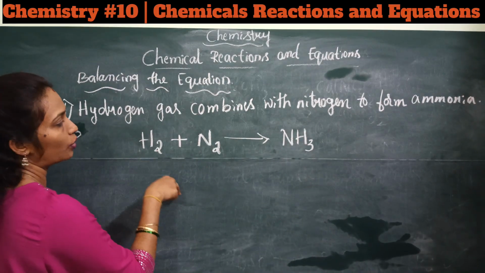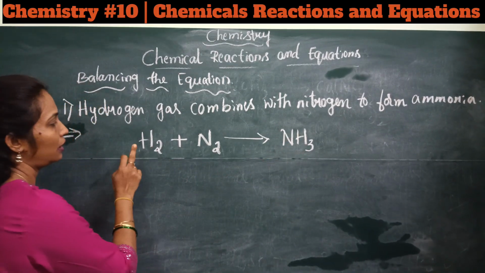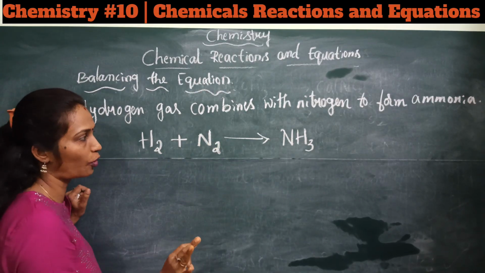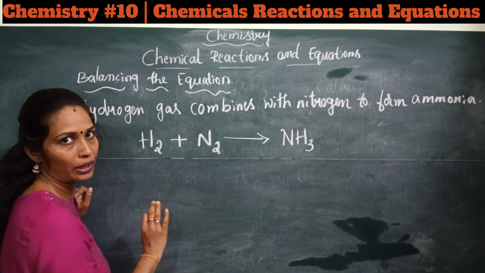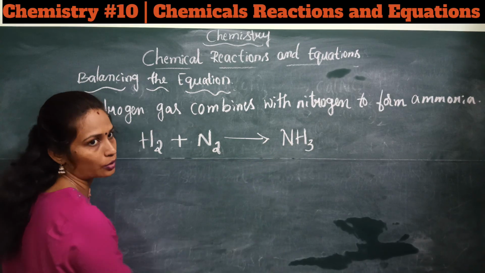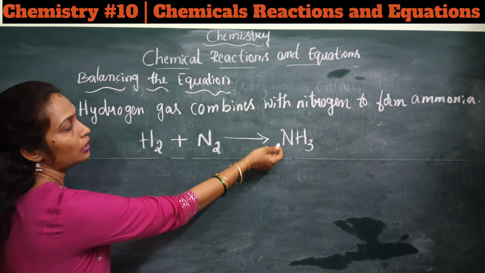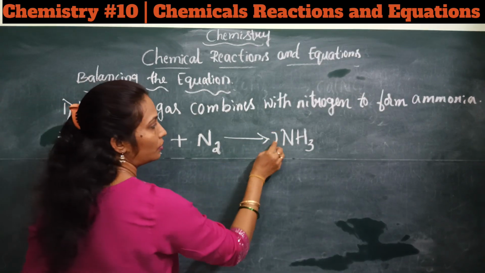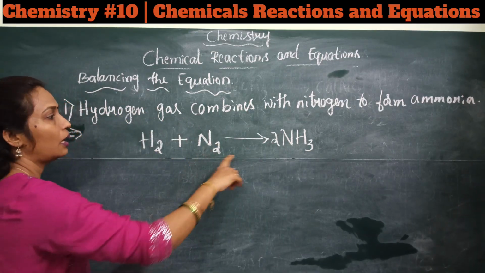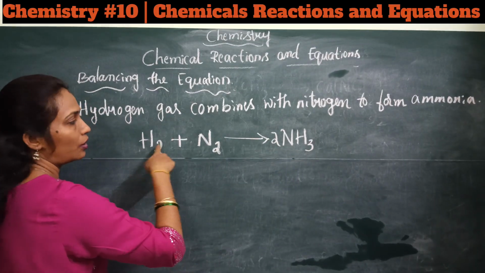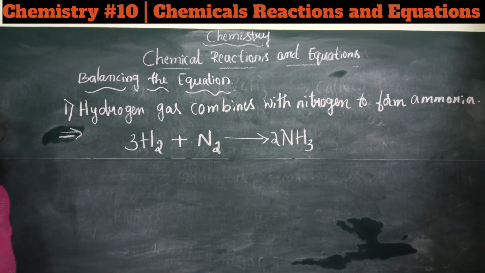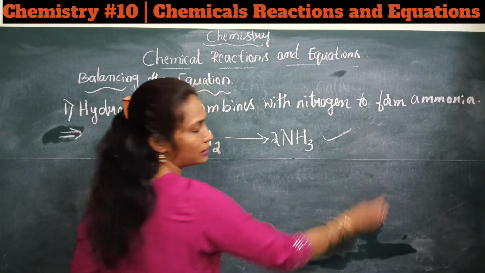Just check how many hydrogen are there. 3 hydrogen here, 2 hydrogen there. First we need to check whether the polyatomic group is there or not. No, there is no polyatomic group. But we need to check the metals and non-metals. Nitrogen gas is there. 2 nitrogen on one side, 1 nitrogen on the other. So what we need to do? Take 2 nitrogen. So 2 nitrogen got balanced. How much hydrogen is there? 2 hydrogen here. 3 2s are 6 hydrogen there. Just add 3. And it got balanced.